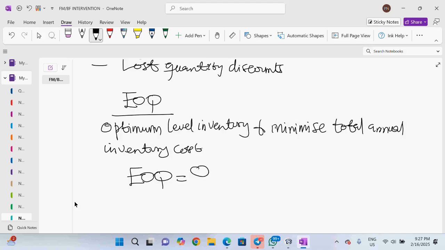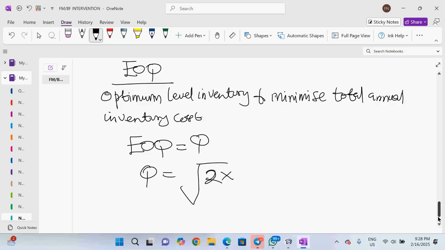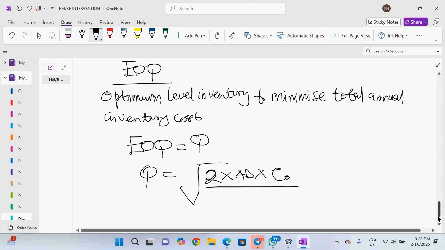So what is the EOQ? Here it can be Q. EOQ is basically equal to what? The same as represented by Q. So what is Q? Q is equal to the square root of 2 times the annual demand times the ordering cost per unit, all over the holding cost per unit, or carrying cost.